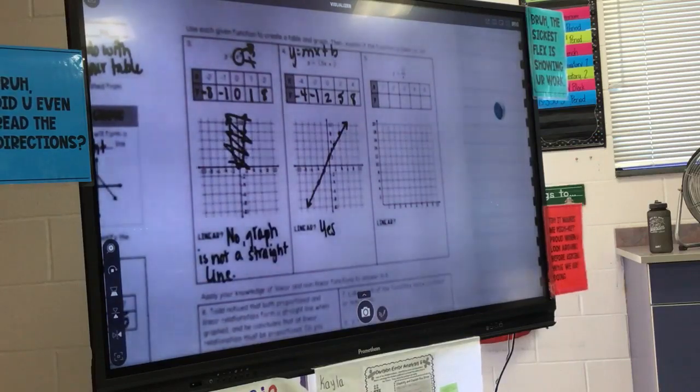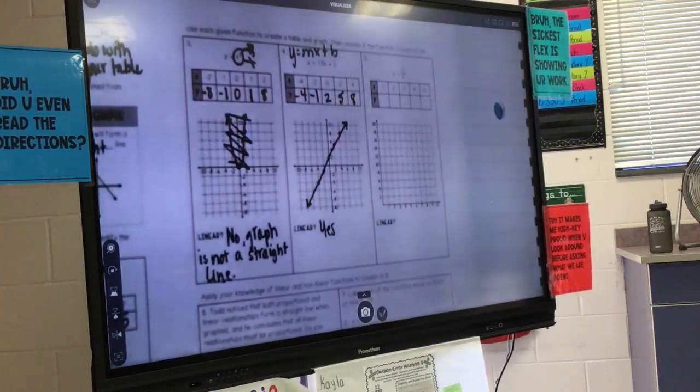Alright, the last one. Number 5. Y equals 12 divided by x. Stand up if you think this is a linear function. Stand up if you do not think this is a linear function. You are correct. If you are standing, this is not. Why? Why is this not a linear function?